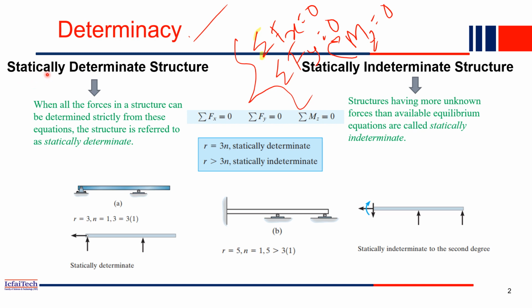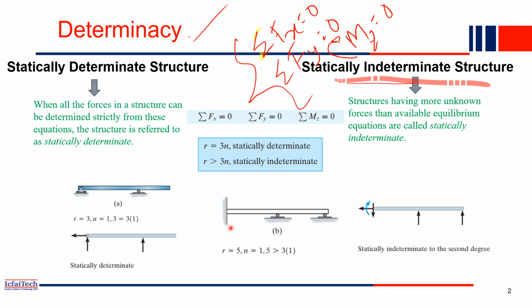So what is the definition of a statically determinate structure? When all the forces in a structure can be determined strictly from these three equations, we refer to the structure as a statically determinate structure. If you cannot determine all the internal forces through these equations, then we call it an indeterminate structure. Obviously we need these three equations to do all the analysis. If we can solve using only these three equations, it is a determinate structure. If we can't, it is an indeterminate structure.